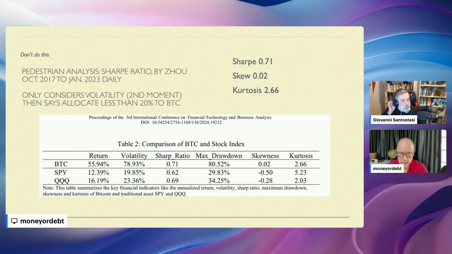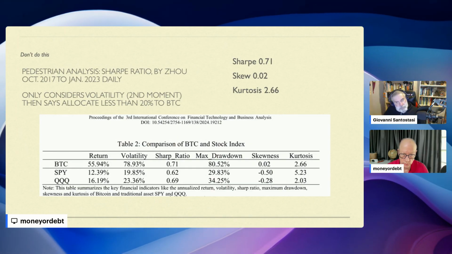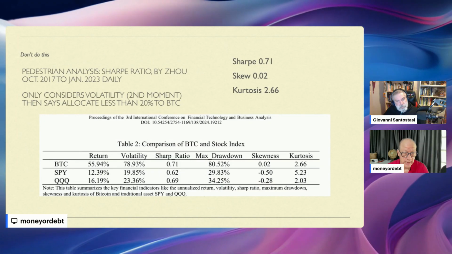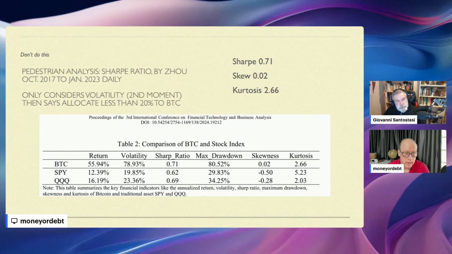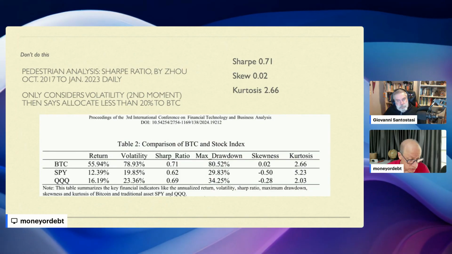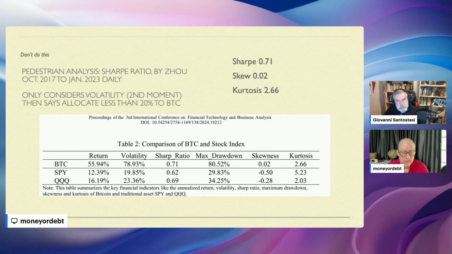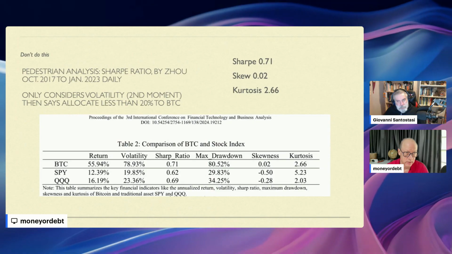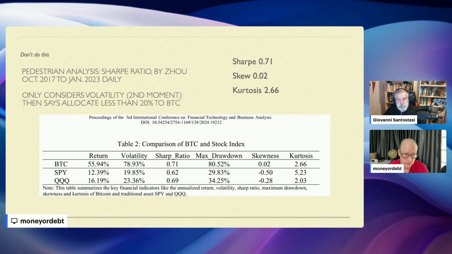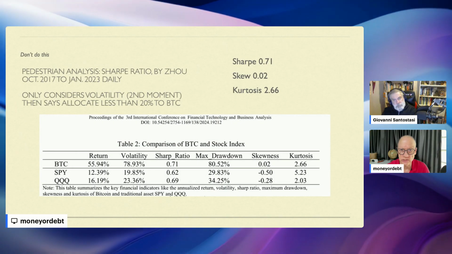And they find a Sharpe ratio of 0.71, which is higher than you see for SPY or for the triple Qs. Of course, much higher return and also much higher volatility and much higher maximum drawdowns. We know that. Their skewness is slightly positive. Their kurtosis is 2.66. Now, Gaussians have kurtosis of 3. So actually that kurtosis is more narrow than the Gaussian or normal distribution. The SPY has a higher kurtosis and negative skew, and the Q has negative skew, but its kurtosis is not as high.